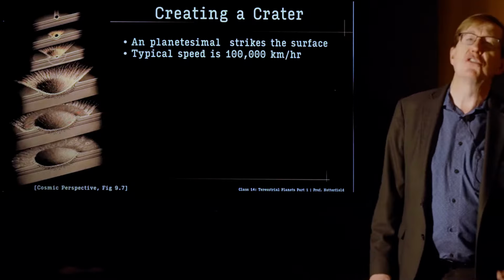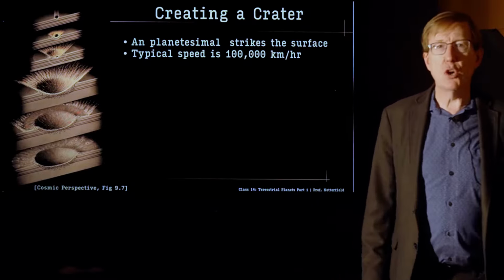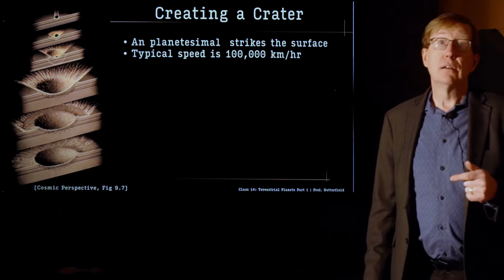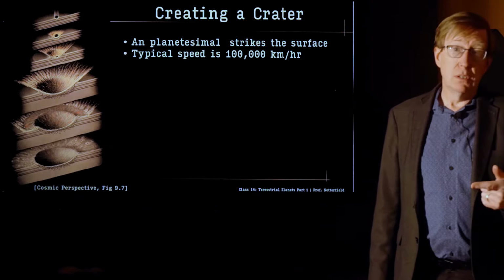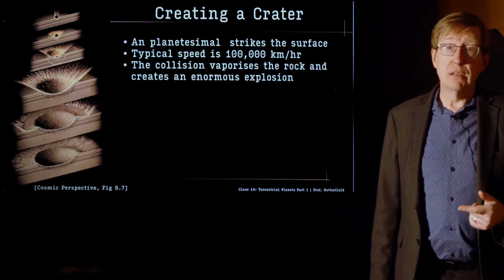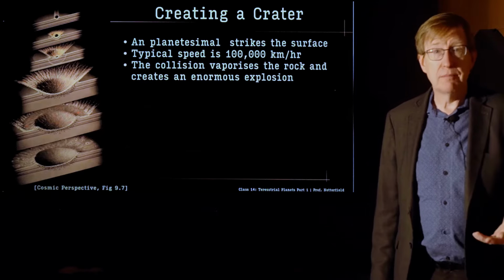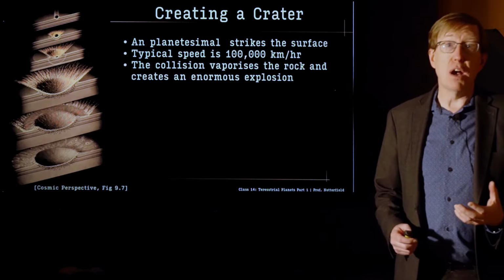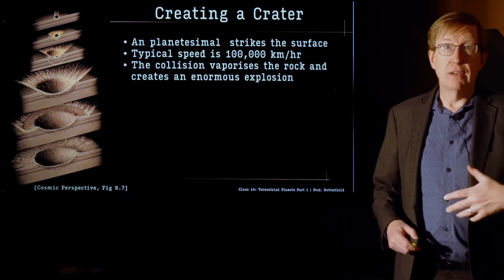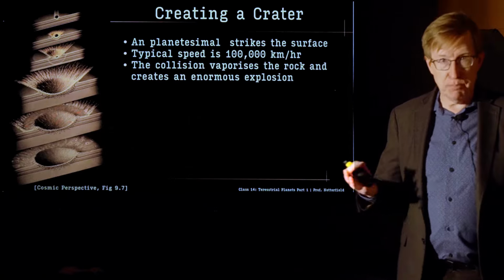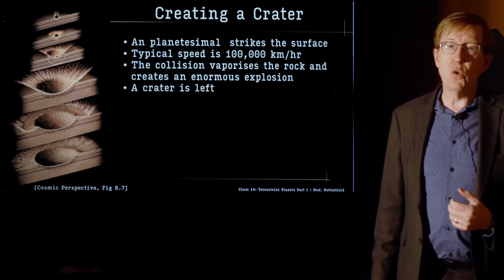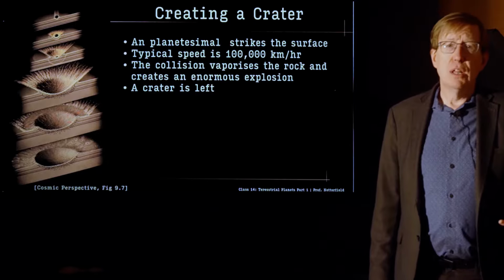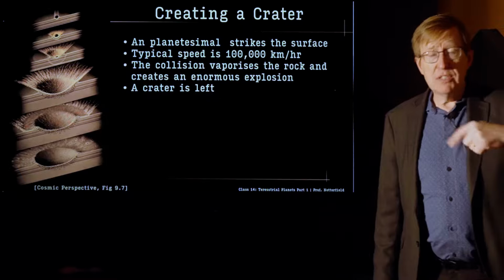It could be 50,000, but that's the ballpark. It's going extraordinarily fast, and when it hits the planet, or the moon, all that energy gets converted into heat. And there's a giant explosion which vaporizes the rock. So instead of having rock, you have gaseous rock, and that explosion blows an enormous hole, leaving a crater.